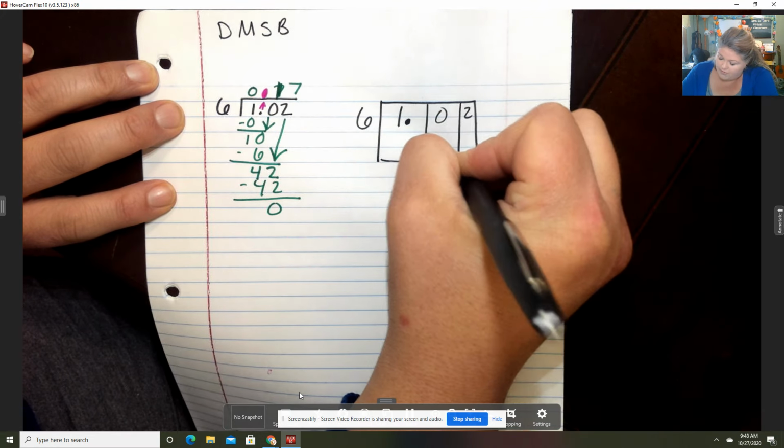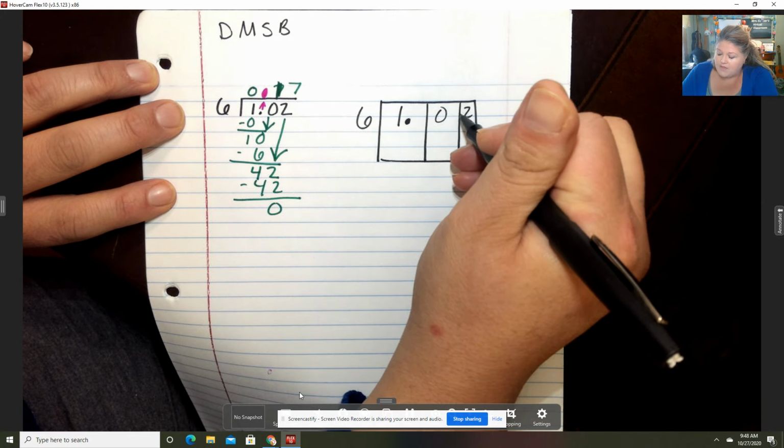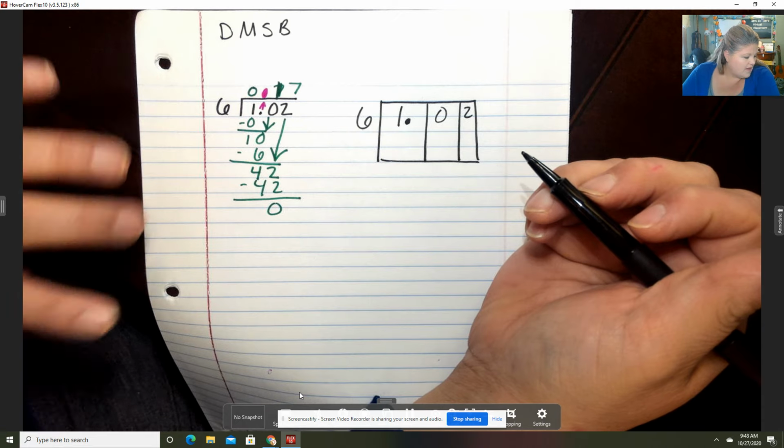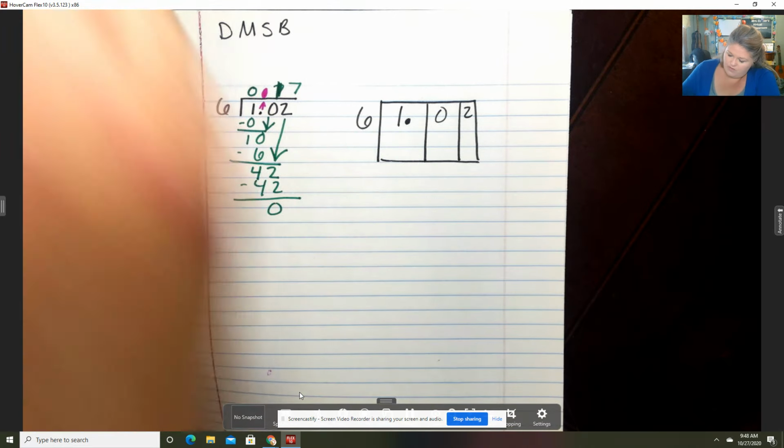My problem with the box way is that sometimes I don't leave enough room for my numbers. And I've done that each year. I don't know why.